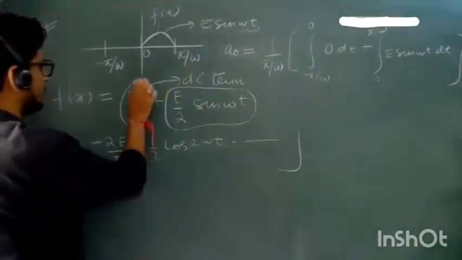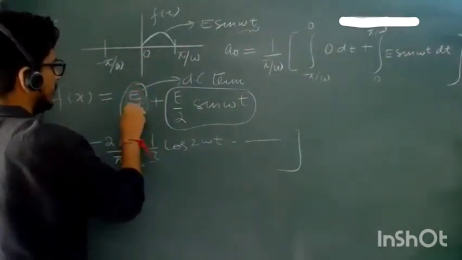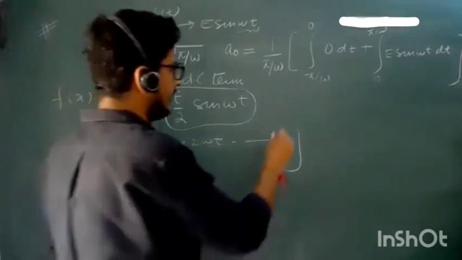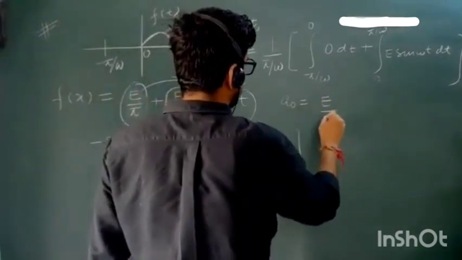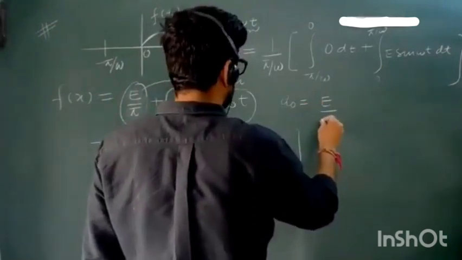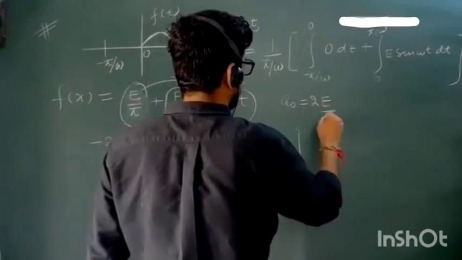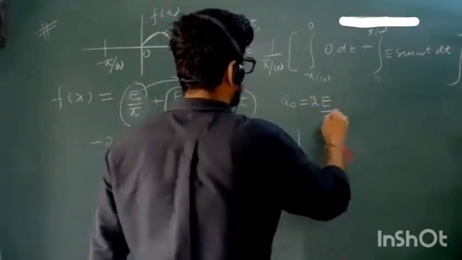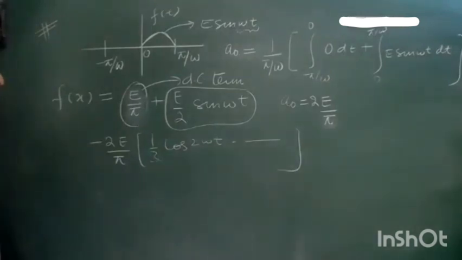So this first term will be E by pi, because what was the value of a naught? 2E by pi. So when you write a naught by 2, it will become E by pi. Correct?